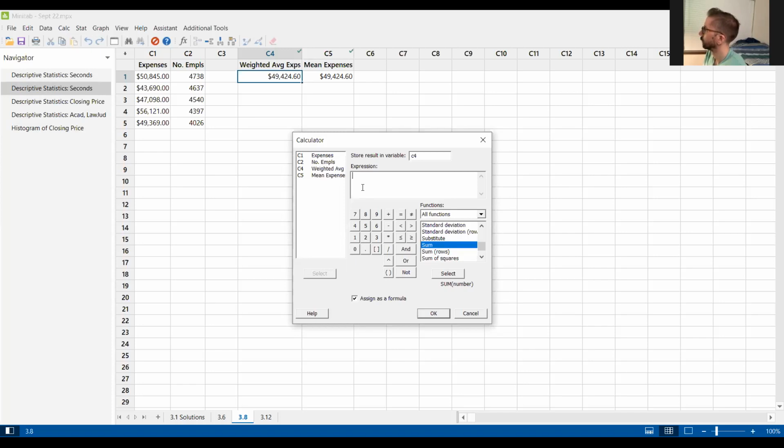What did I forget here? I don't think I forgot anything, so I said pick sum. And select. Oh, there we go. Now, what am I going to put in the middle here? I'm summing the product of C1 times C2, right? Expenses times the number of employees. This is the X, this is the weight. So in here, I'm going to say C1, and then I'm going to say times C2.